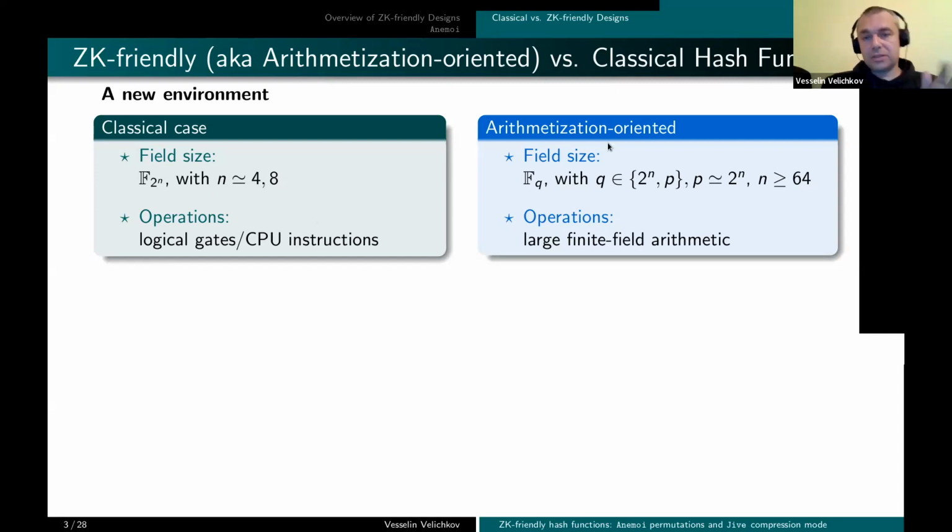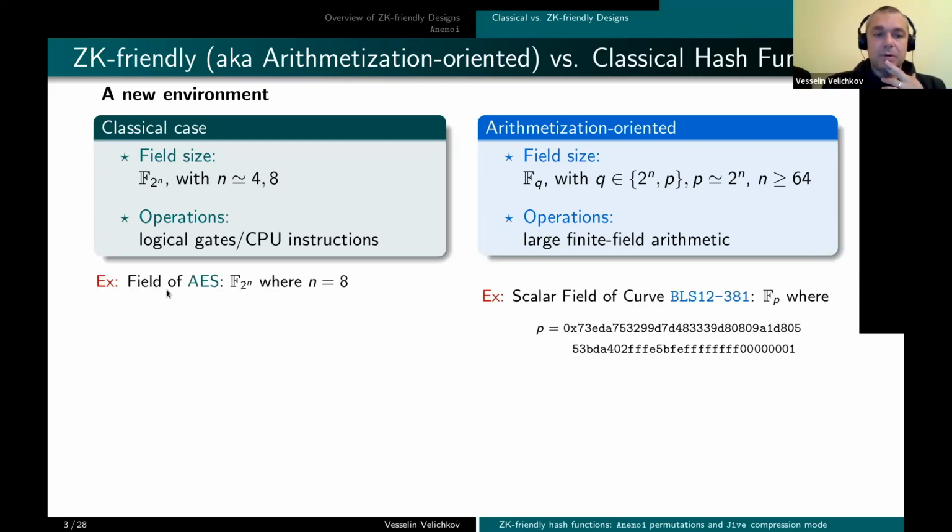Now, conversely, on the right-hand side, you see the arithmetization-oriented world. There we're working over fields of large size. So we work typically over fields F_Q, where Q would be either a binary field equal to 2 to the n for a large value of n, or a prime. In either case, Q would be a large number. And the operations we're performing here are large finite field arithmetic. So we're working over big integers.